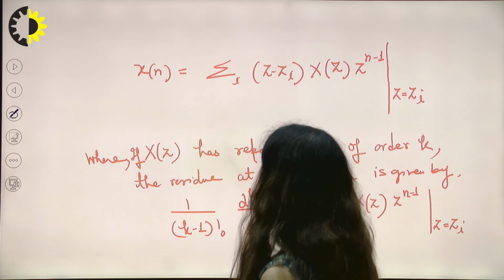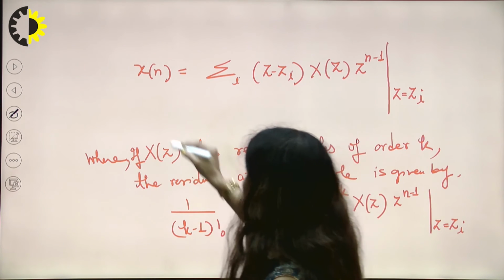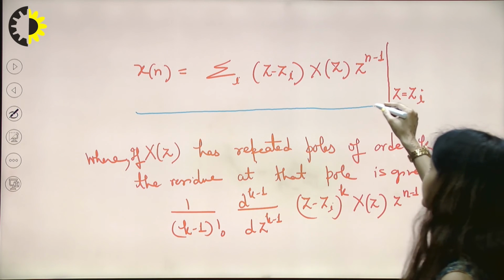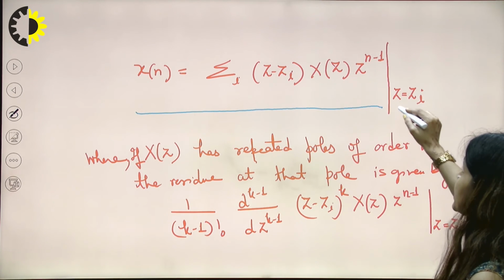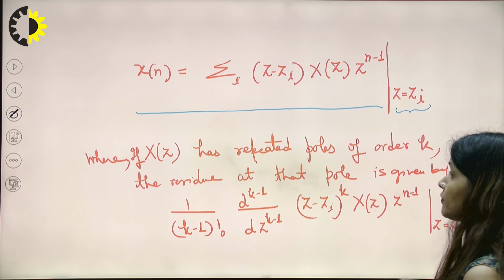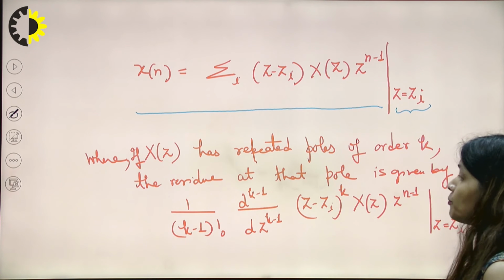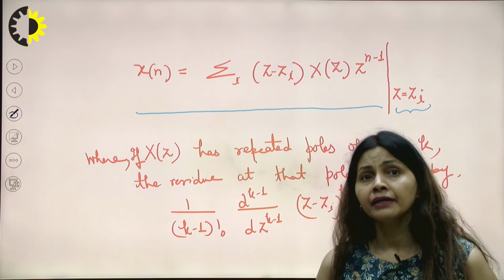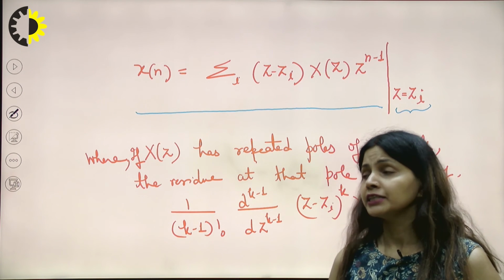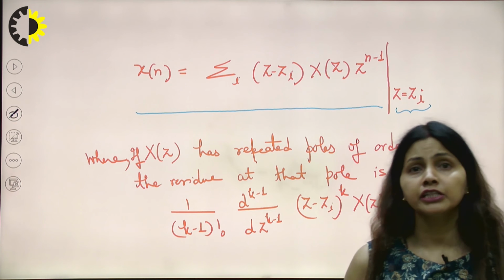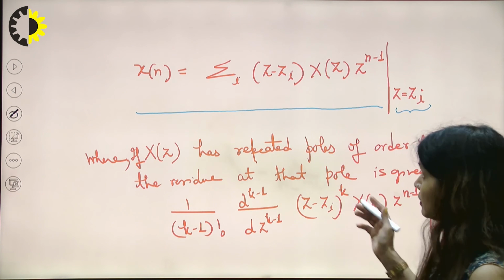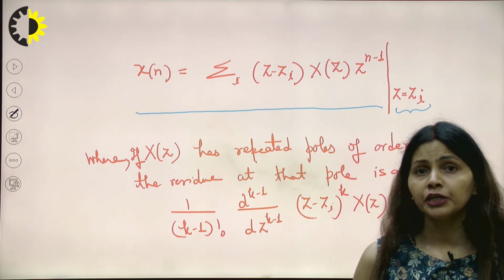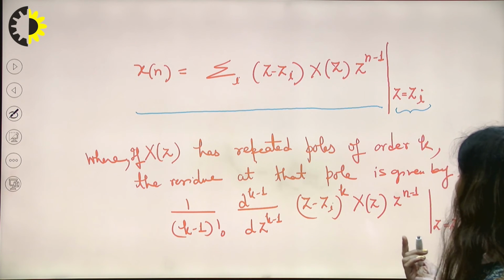See here, we have x(n) as the summation of (z - zi) X(z) z^(-n) for z equal to zi. Some poles may repeat, some poles are not repeating, so how do we calculate the residue? If the poles are different from each other, the residues are important, and if they are not repeating, then we need to calculate the residues in the proper manner.